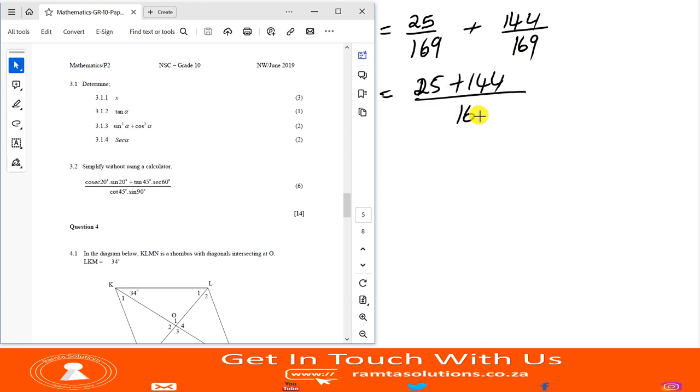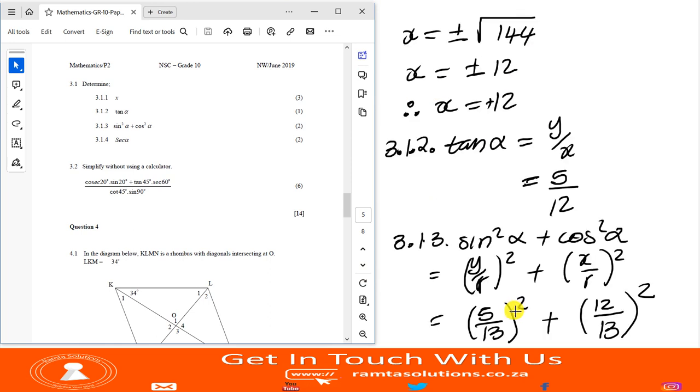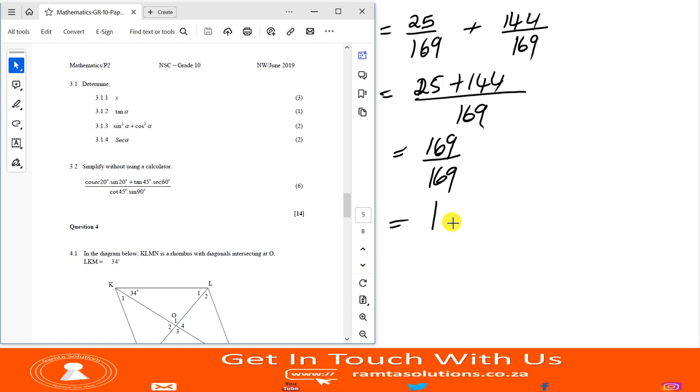What is this? This is 169 over 169. Therefore, our answer is 1. Okay, our answer is 1. Guys, one is able to move from this step to this step directly.